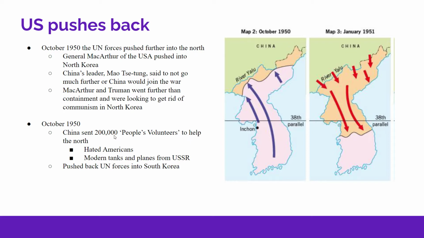Basically, they did this because they didn't like Americans, and they were also aided with modern tanks and planes from the USSR. And so then, a couple months later, so we have October 1950, and then we have January 51, they push back, and they pushed back just over the 38th parallel.